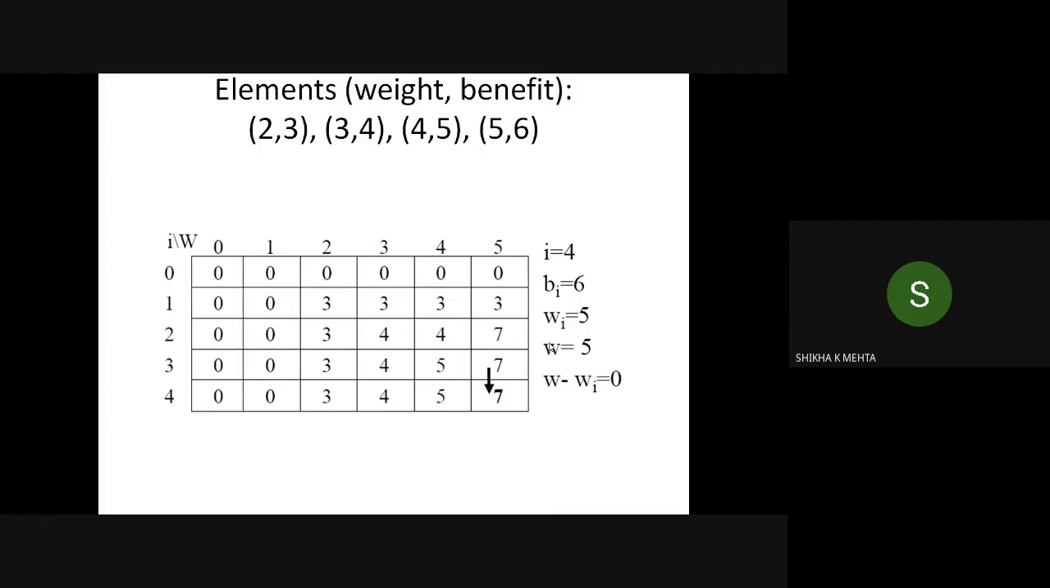So the problem is not yet solved. Now from this particular table, how do we find out which items are being accommodated into the knapsack and which items are not accommodated? That means out of the 4 items, which will be included and which will not be included. We are going to study this in the next class.